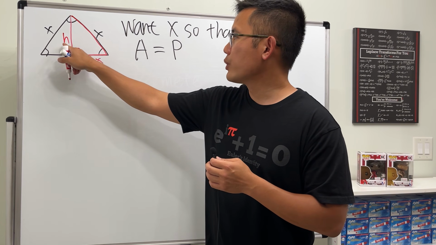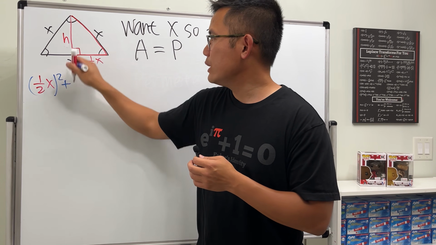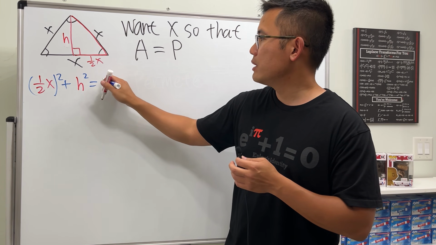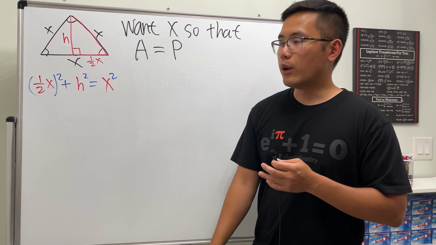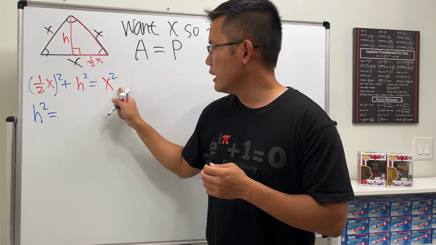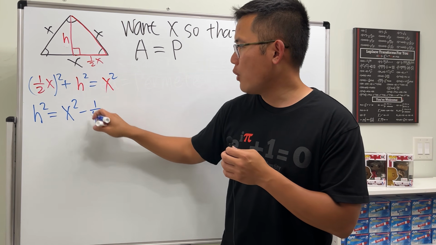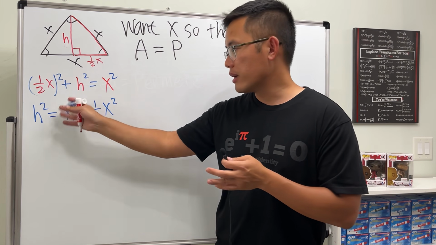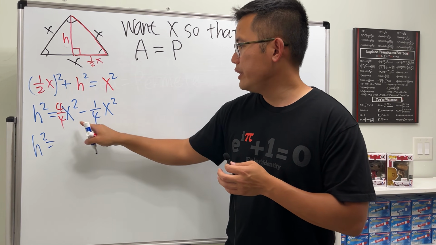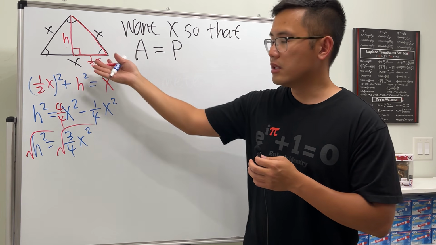Alright, so now if we look at this red triangle, we can use the Pythagorean theorem to help us out. So here, I'm just going to write it as this squared, (1/2 x) squared, and then we add it with h squared, and we have to make this equal to x squared. And our goal is to figure out h. So let's move this to the other side. So h squared equals x squared minus this, and work that out. (1/2) squared is 1/4, and then we have the x squared. And then right here we can get a common denominator, which is 4/4. So h squared equals 3/4 x squared.